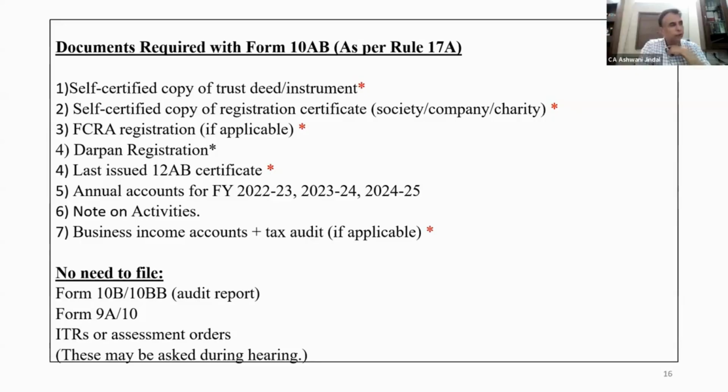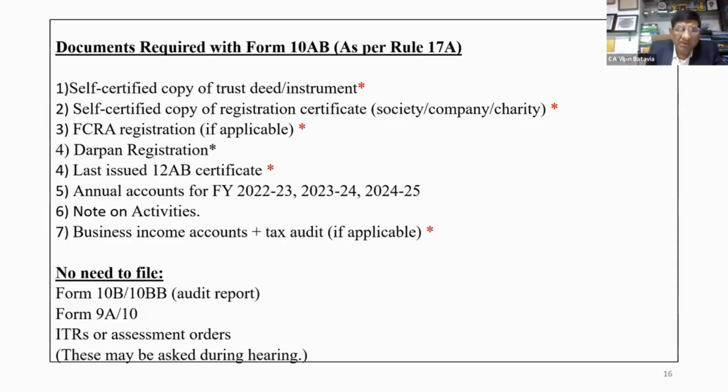Earlier, the question was whether accounts for financial year 25 have to be given or only till 24. See, the requirement says last 3 years. Nowhere have they mentioned audited accounts. They're asking for accounts. Of course, if the audit is completed, we'll submit audited accounts. But for 22-23 and 23-24, you should file audited accounts. And for 24-25, if it is not complete, then provisional, unaudited accounts, duly signed by the trustees, should be submitted. Later on, audited accounts can be filed.